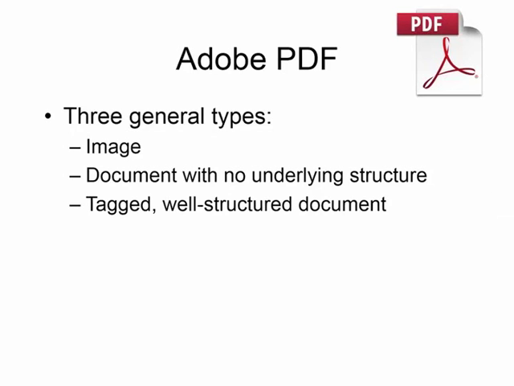Finally, the third type, and the type that is our goal, is a tagged PDF, which has an underlying tag structure that is very much like HTML. So headings are tagged as headings, paragraphs are tagged as paragraphs, images have alt text, and so forth.